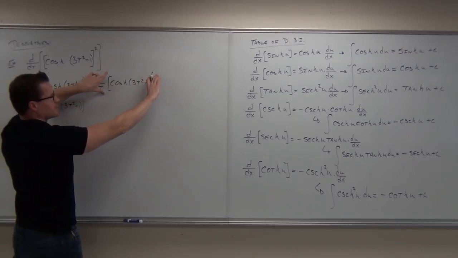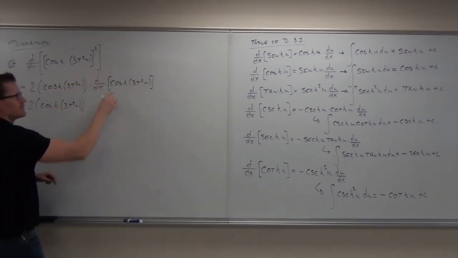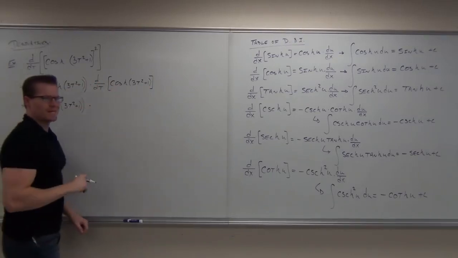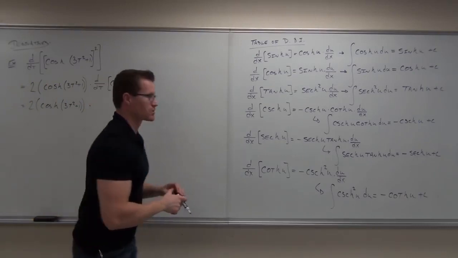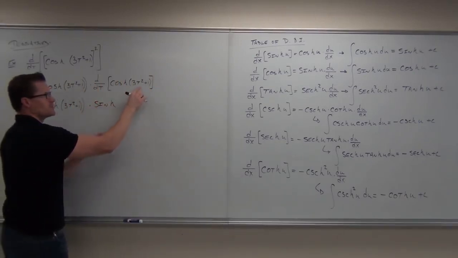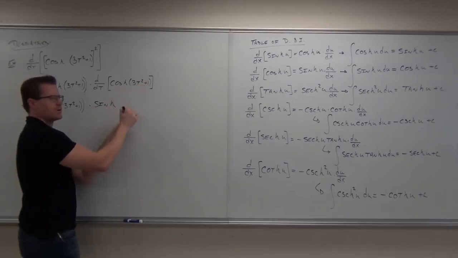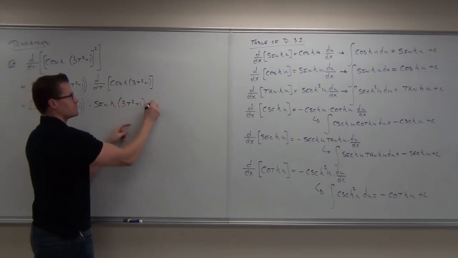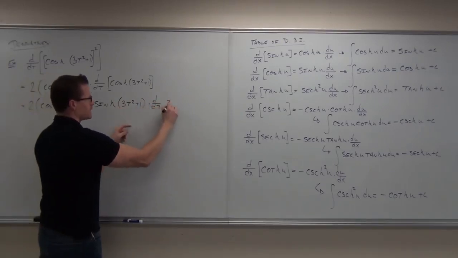Cosh 3t squared plus 1. I know what it says. What are you going to do? The derivative of this is going to be negative sinh or positive sinh? That's right, very good. Do you do the derivative of the inside right now? No. Chain rule says you leave that alone, and then you do the derivative of the inside later.